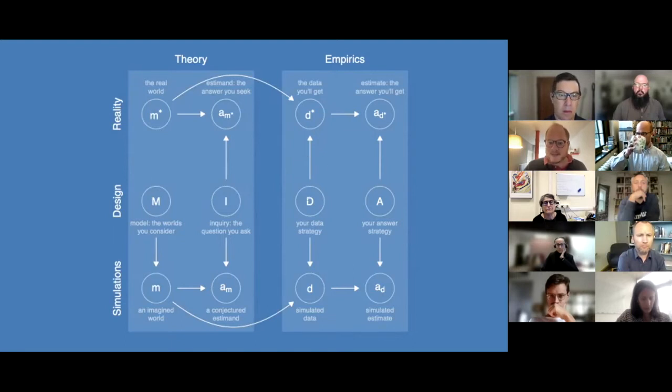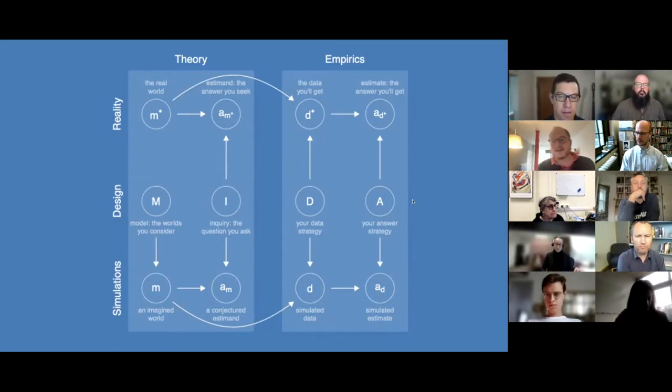And then we can select our data strategy and answer strategy, and those are going to result in data and then estimates that are a function of things that happen in the real world and these choices that we make about our research design. So we want to mirror the theoretical world through our model and inquiry, and then we want to get data that provide information about that real world and about that true estimate.